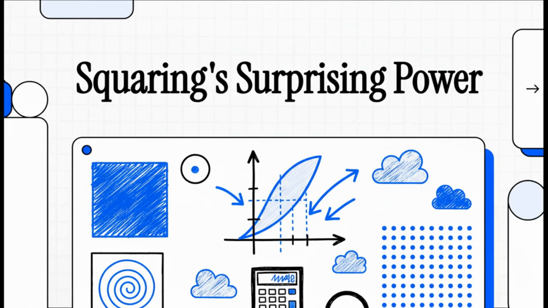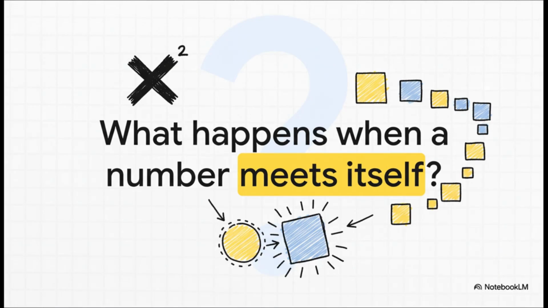Everyone, and welcome. Today, we're going to take a look at something you probably learned a long time ago and haven't thought much about since. We're going to explore this simple but surprisingly powerful act of squaring a number. So it all starts with a really basic question. What actually happens when you multiply a number by itself? I know, it sounds simple, but trust me, it holds a few surprises.